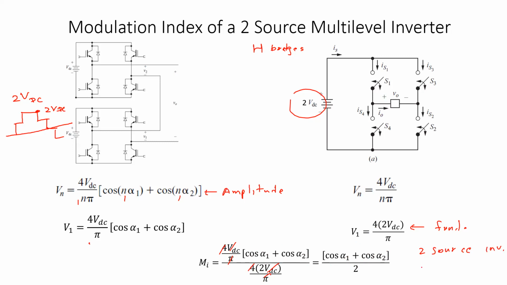This will continue as a series. So if it is 3 sources, this is for 2 sources, this will be cos alpha 1 plus cos alpha 2 plus cos alpha 3 over 3. Likewise, if you have 5 inverters, it will go from cos alpha 1 up to cos alpha 5 over 5. So there are some easy ways to remember these things. Okay, the modulation index you can easily calculate from this expression.